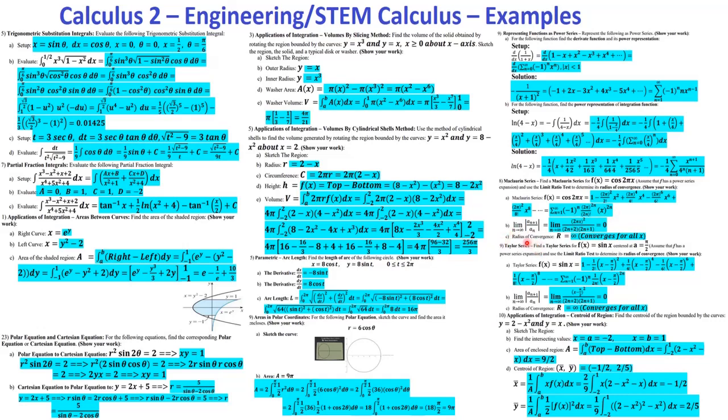So to find the radius of convergence, you take the limit as n approaches infinity of a sub n plus 1 over a sub n.